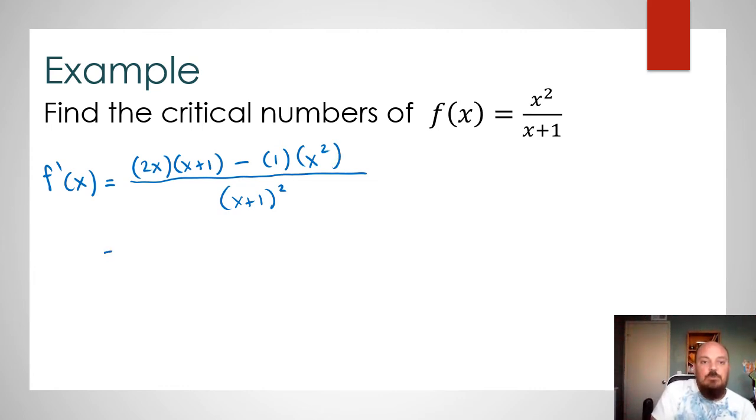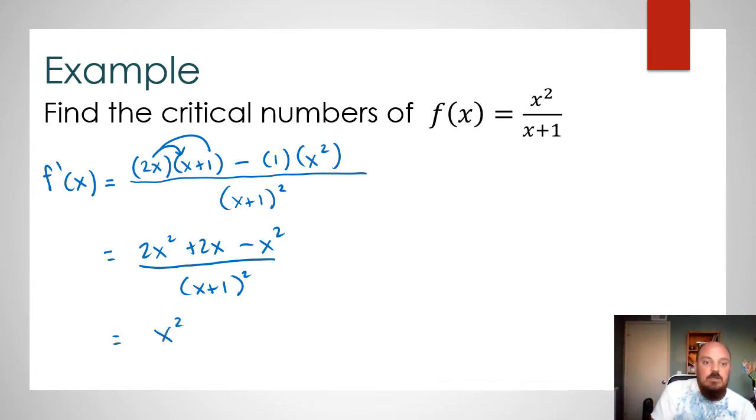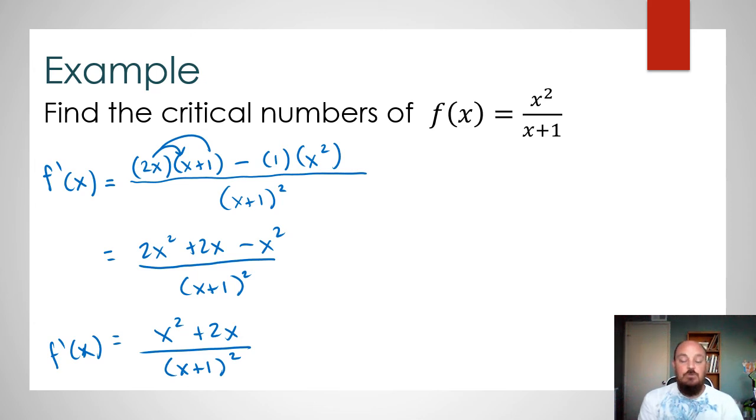So let's clean this one up a little bit. If I distribute the 2x here, I get 2x squared plus 2x, and then I get minus x squared, and it's still over (x plus 1) squared. And if we combine our like terms, 2x squared minus x squared would be x squared plus 2x over (x plus 1) squared. So that's just finding the derivative. That's chapter 4 right there. That was just quotient rule, how to find the derivative.